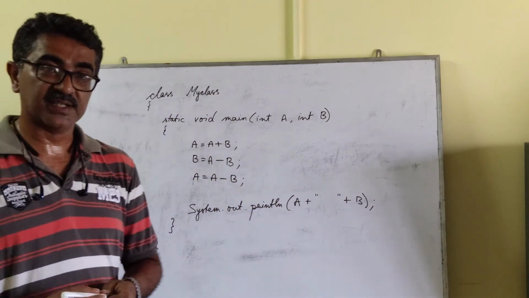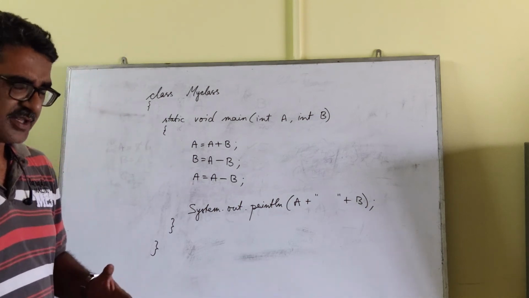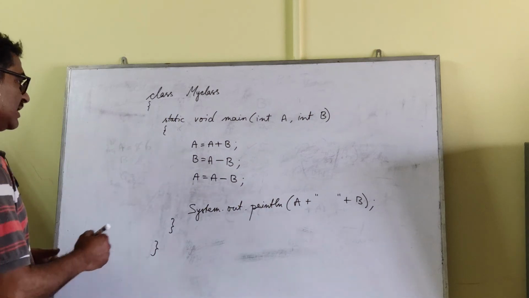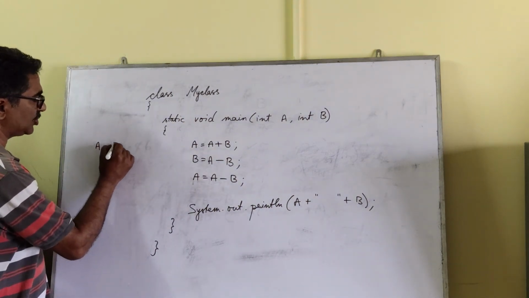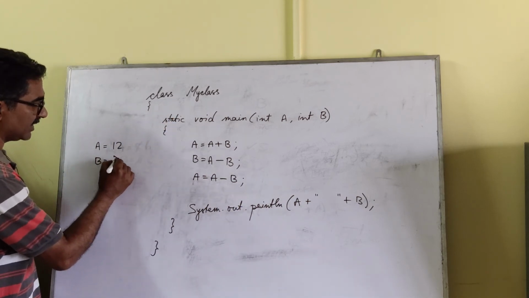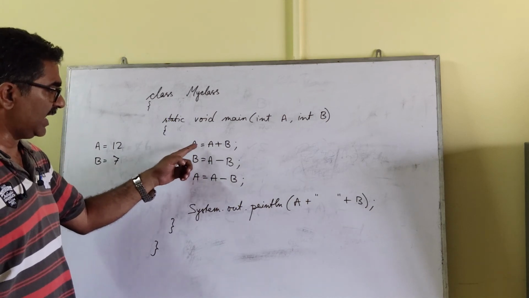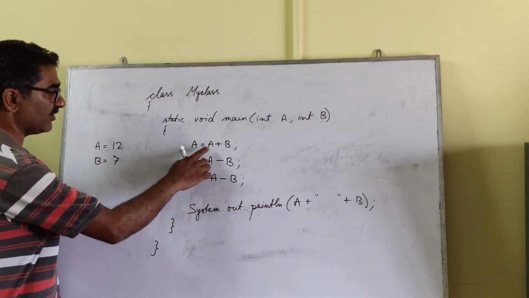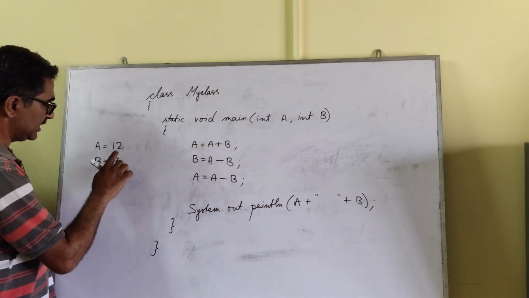Now let us try to understand the meaning of this particular code. The best way to understand is to take a few numbers as an example. Say, for example, I input for A the value 12 and for B the value 7. Now look at the first statement: A equals A plus B. So A will be assigned the value of A added to B and then assigned back to A.